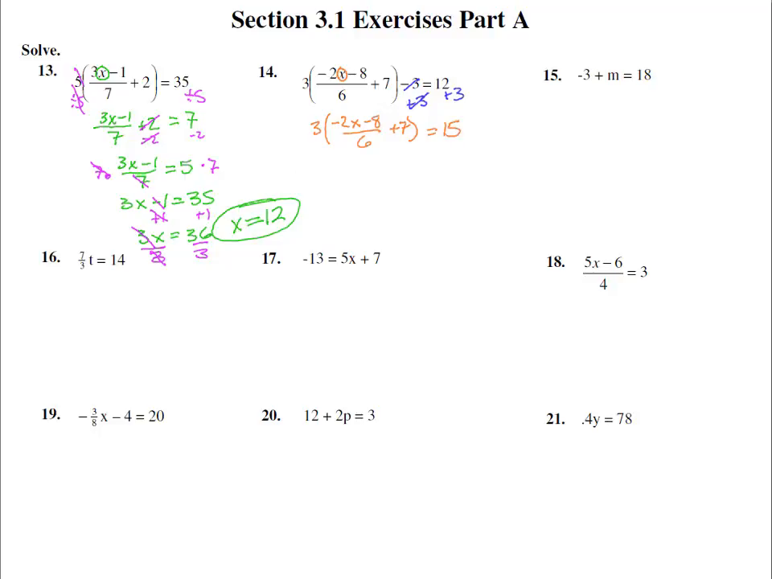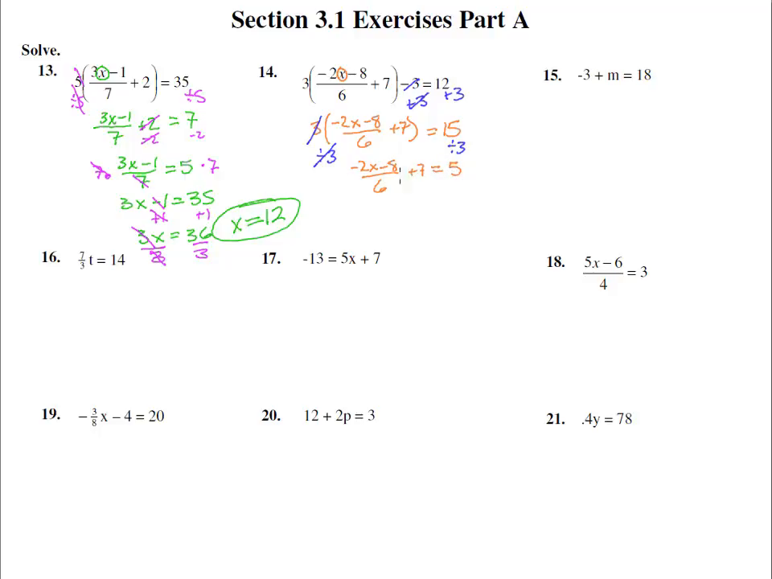Okay, the next outside one is this 3. How do we undo a times by 3? Well, we divide by 3. And divide by 3, make sure you do it on both sides of the equal sign, and it goes away over there, and we are left with minus 2x minus 8 over 6 plus 7. We don't even need the parentheses now because we're not multiplying it by anything, equals 5.